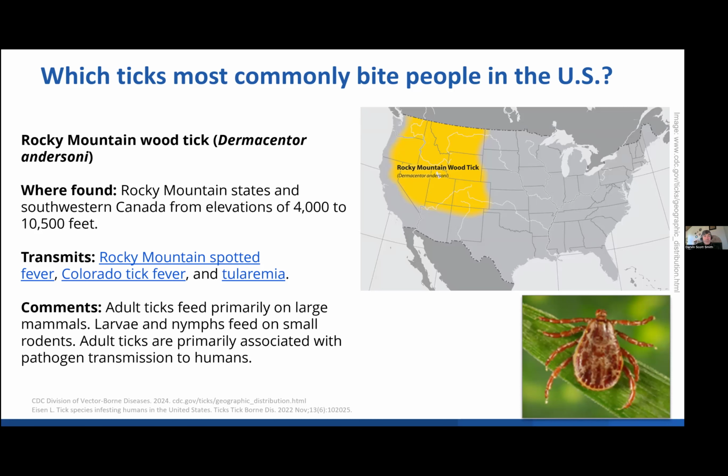So the Rocky Mountain wood tick, or Dermacentor andersoni, is found pretty much in the area depicted in yellow here. And there's a picture of the tick as well. And this particular tick, Dermacentor andersoni, transmits not only Rocky Mountain spotted fever, but also Colorado tick fever and tularemia. So not just a bacteria, rickettsia, but also a virus and another type of bacteria.